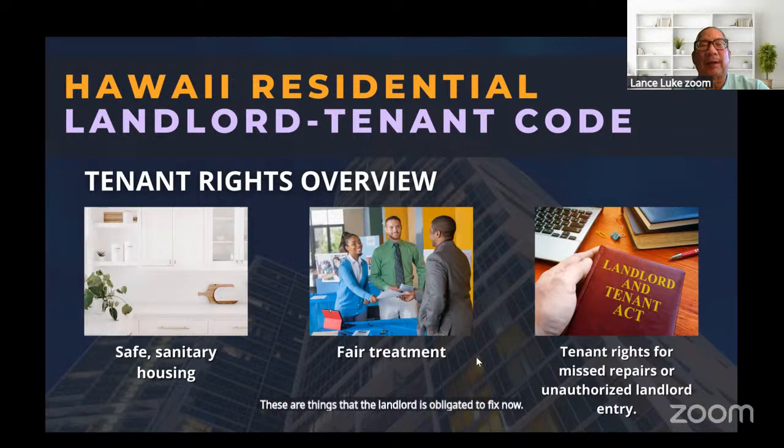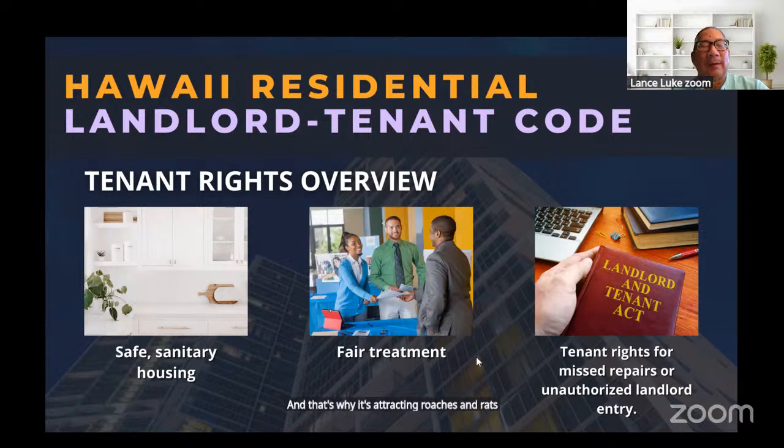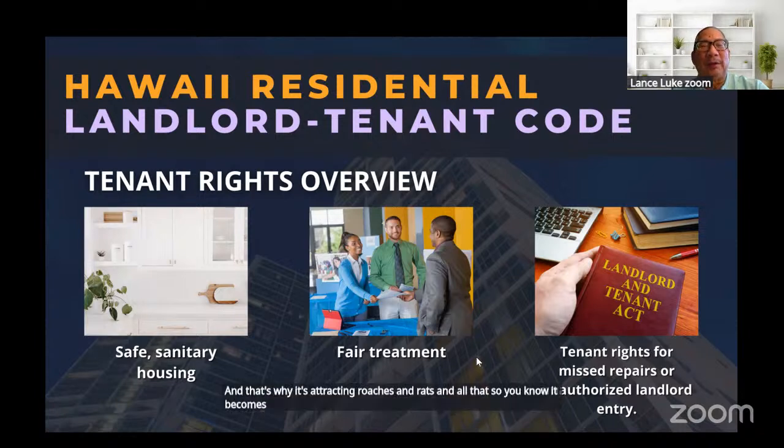Now, where the tenant has been there a long time, years, 10 years, 15 years, and there's a report that the place is filled with roaches and rodents and all that, and the landlord says, well, the place was clean when the tenant moved in. The tenant just didn't take care of the place, and it's their fault that they don't clean, and that's why it's attracting roaches and rats and all that. So, it becomes an issue. He said, she said, and got to get to the bottom of it. I'll talk more about that later.